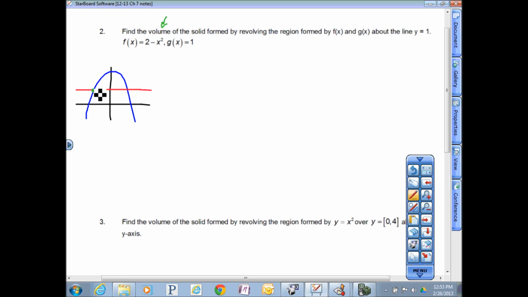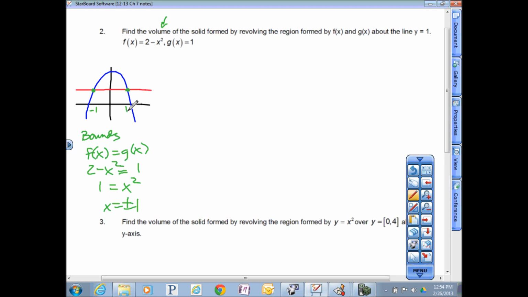So what I ultimately need right here is some bounds. So I need to know for my bounds, when is f of x equal to g of x? So set 2 minus x squared equal to 1. And if I do that, I'm going to move the 1 over. So 1 is equal to x squared, I think, if I play around with the algebra the right way. So I end up with x equals plus and minus 1. So I have bounds. So we're going from -1 to 1.